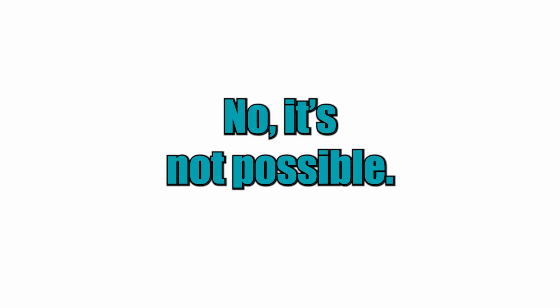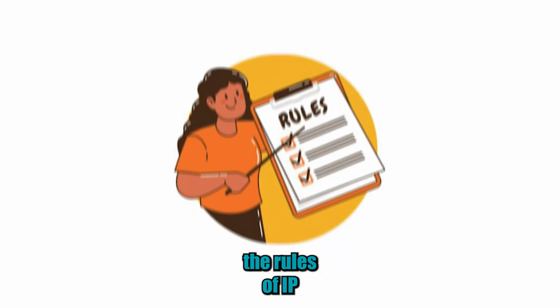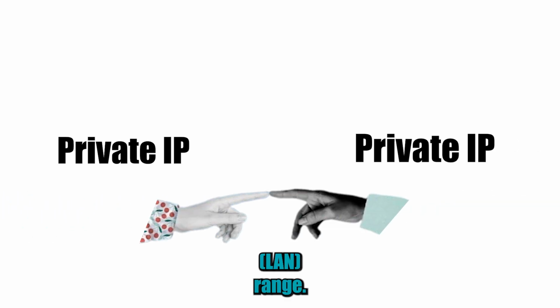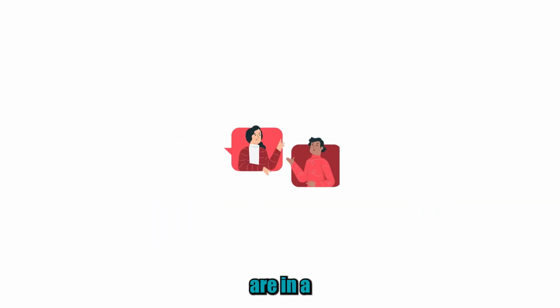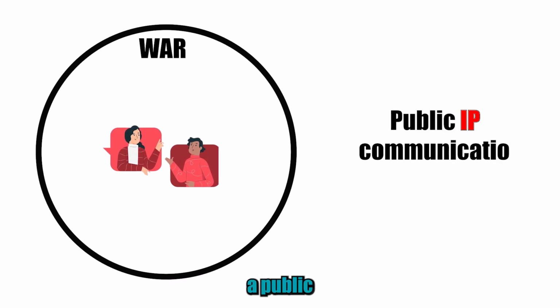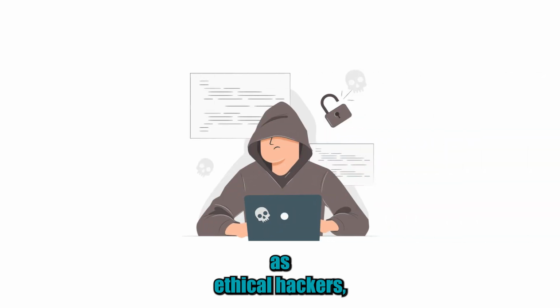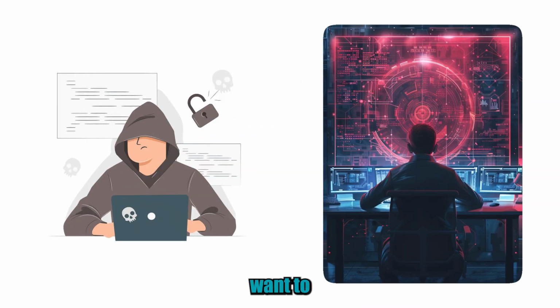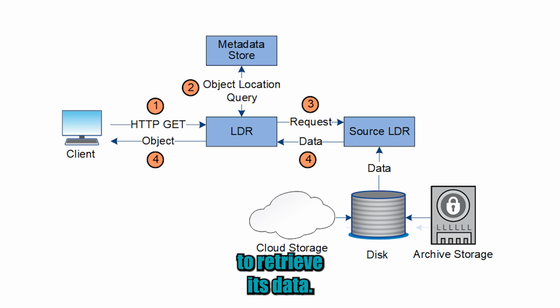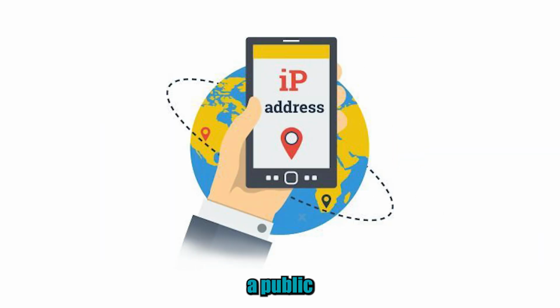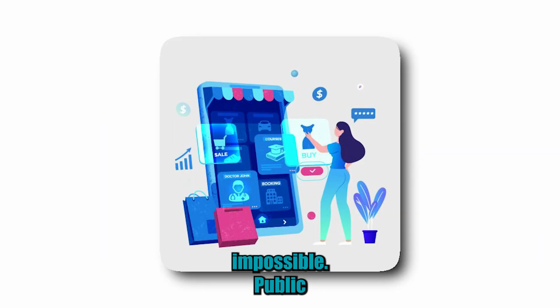No, it is not possible. The reason is that the rules of IP communication state that a private IP can only communicate with another private IP within its local area network range. Since you and I are in a wide area network and a system lacks a public IP, communication is not possible. Similarly, as ethical hackers, sometimes we create tools that we want to send to a specific machine to retrieve its data. However, without a public IP, such tasks remain impossible.